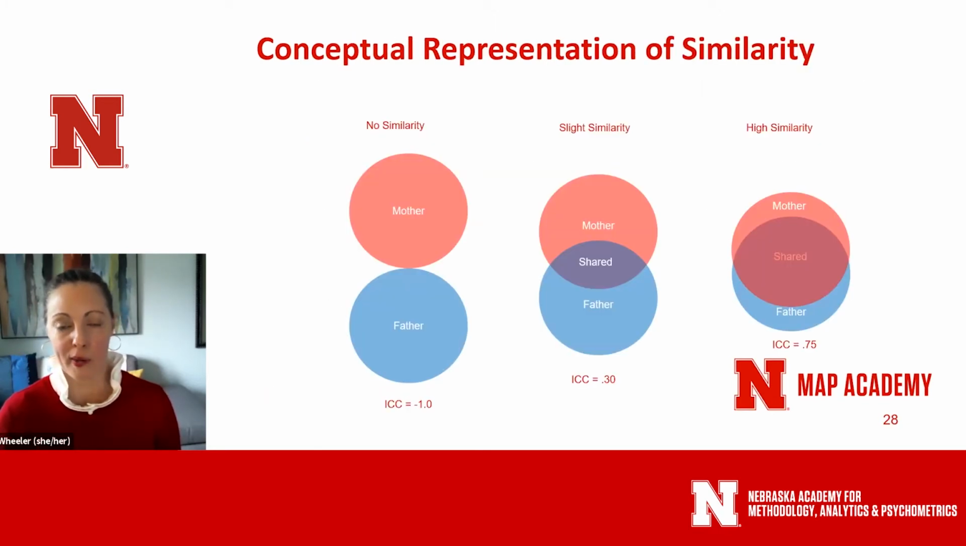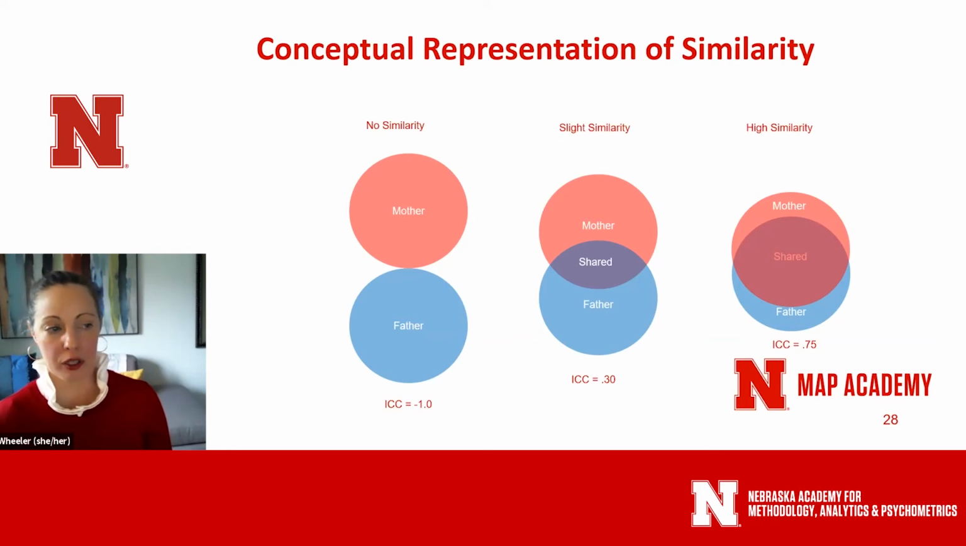Now, if we think about the representation of similarity of scores, the interclass correlation can capture how much of the actual score, rather than the variance, is the same for the members of the dyad. So if you look here, the first bubbles where mother and father are not overlapping have an ICC of -1. And from that, there's no similarity in those scores.